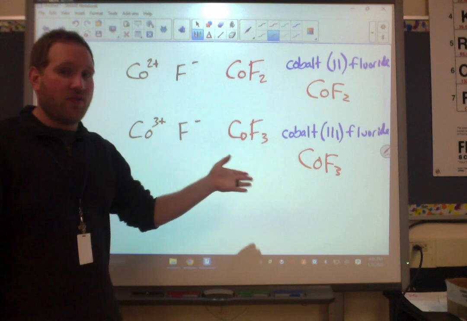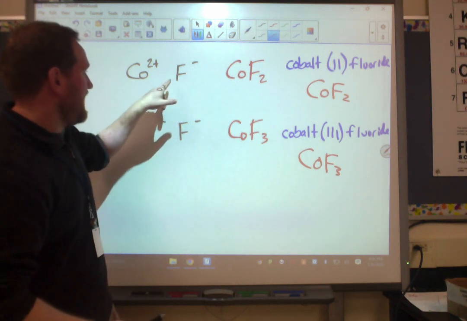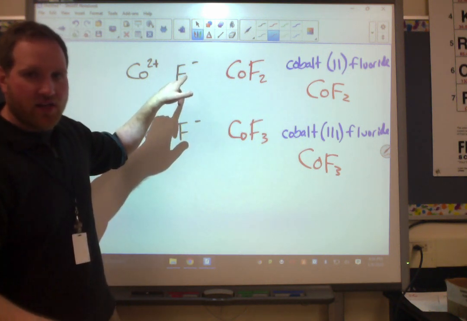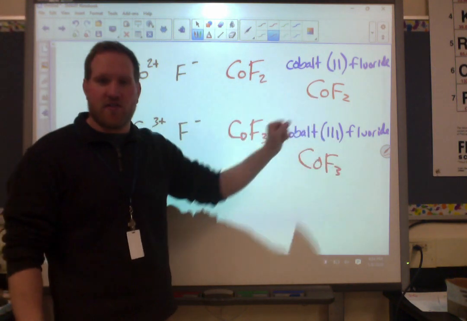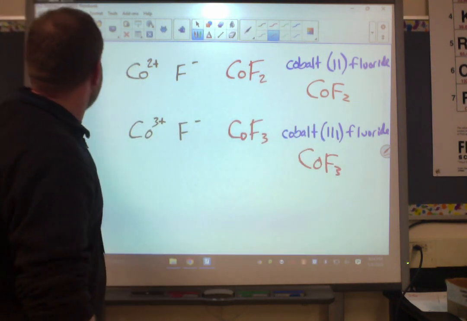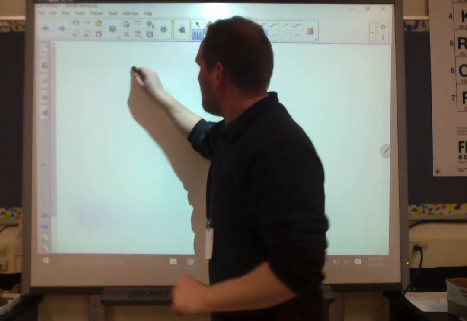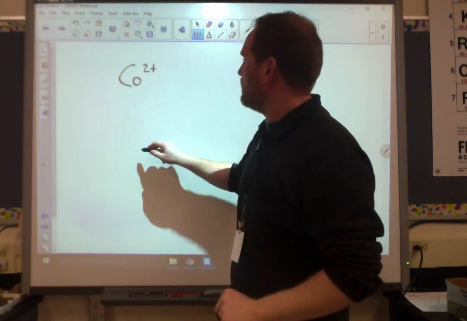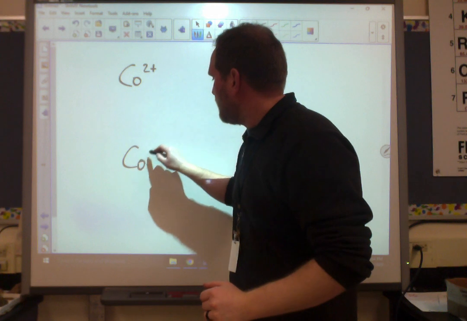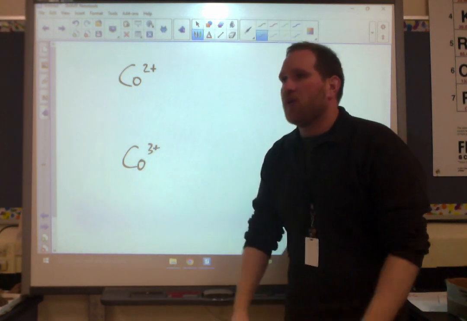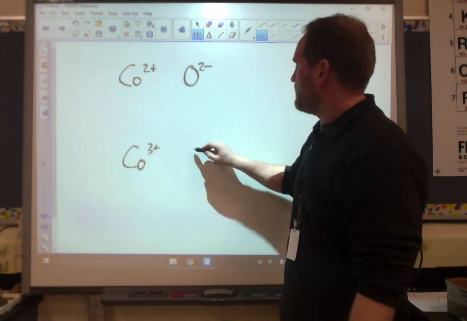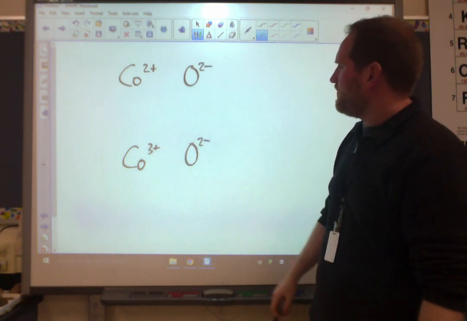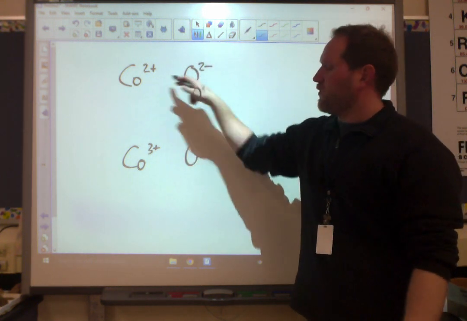It happens to work out that way, and technically it's anytime the anion has a 1 minus charge, it's going to work out that way. But it's just a coincidence in this case. Here's what I mean. Let's say the same two compounds, the same two cobalt ions, Co2+ and Co3+, are now going to bond with oxygen. Oxygen is always 2 minus. Okay. What's the formula going to be here?